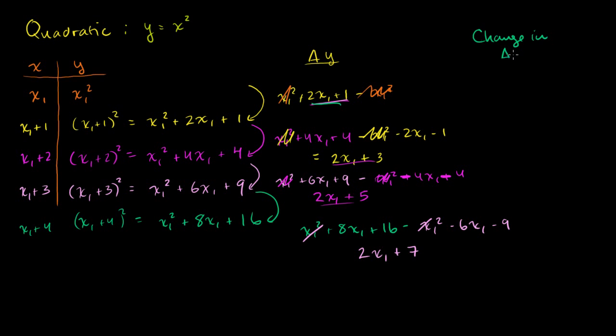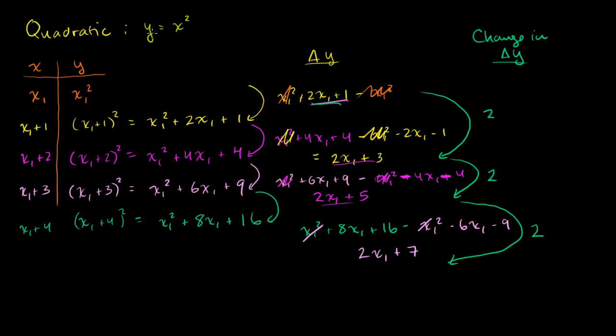in delta y? So if we go from 2x plus 1 to 2x plus 3, if you subtract that from that, the 2x's are going to cancel out. 3 minus 1 is 2. If you go from 2x plus 3 to 2x plus 5, once again, the 2x's cancel out. We've just increased by 2. If you go from 2x1 plus 5 to 2x1 plus 7, once again, you're increasing by 2.